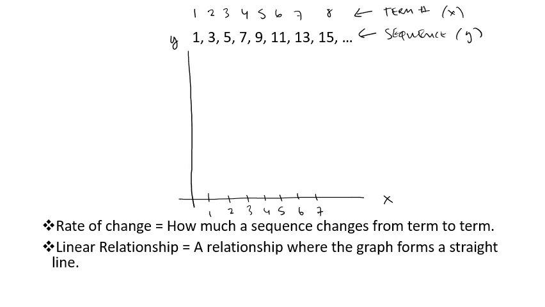And so if I look at this first term in the sequence, it's the first term, so it's a 1, and the value of the term is a 1. So we're going to put a little dot there to show that term number 1 has a value of 1. And now if I go to the second term of the sequence, that's going to be at 2, and it has a value of 3. And then term number 3 has a value of 5. Term number 4 has a value of 7. Term number 5 has a value of 9, and so on and so on.